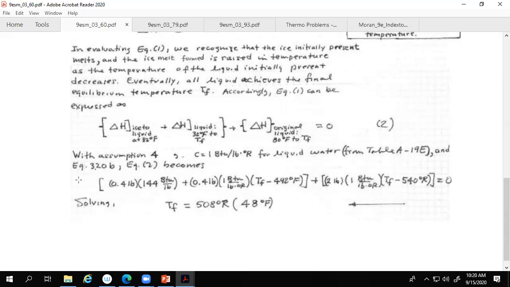For water, you can look that up in the table. Okay, so just plugging in numbers, we've got 4/10 of a pound, and it's going to increase in enthalpy by 144 BTUs a pound, so whatever 4/10 of that is. Plus that 4/10 of a pound is going to increase to T_F from 492, and that's Rankine. Is that an R? That looks like an F to me. If that's an F, he gets a point off on his solution, because 492 is not F. That's Rankine.